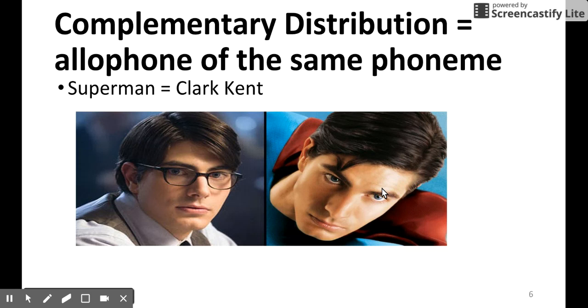Okay. Another way to say two phones are the allophones of the same phoneme is when the two sounds are in complementary distribution. So let me make an analogy first. So we know Superman is Clark Kent, right? They are the same entity, but they just dress differently.